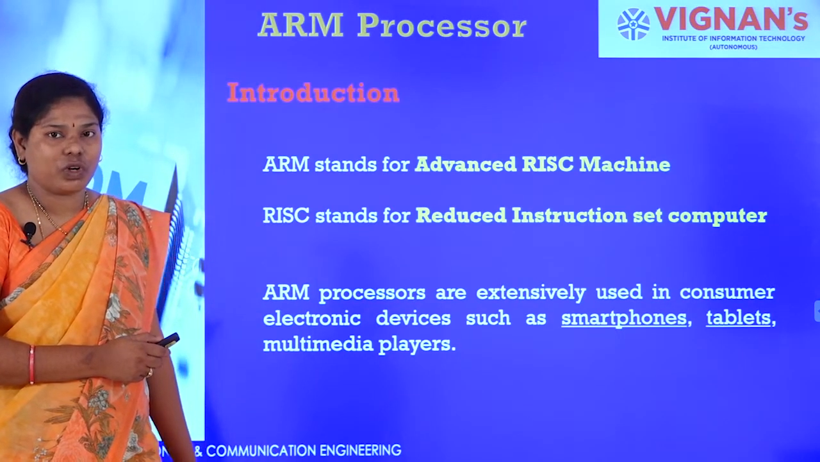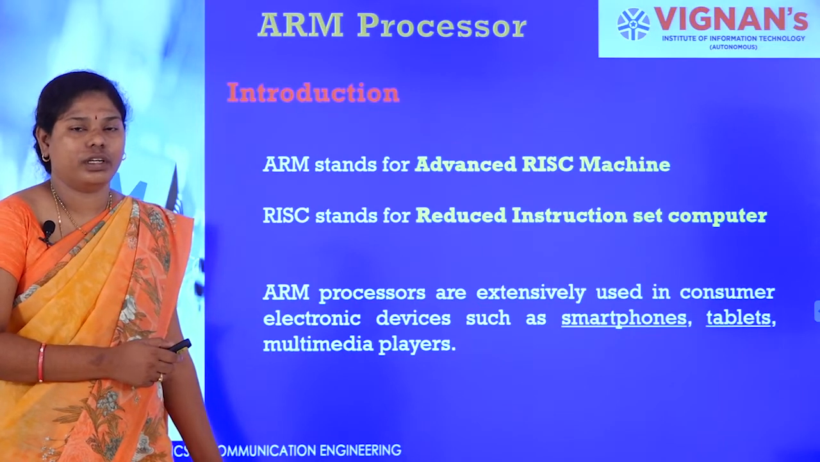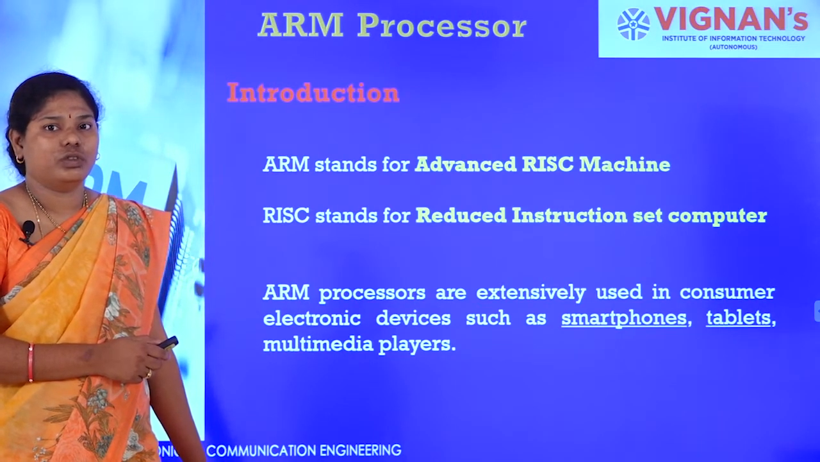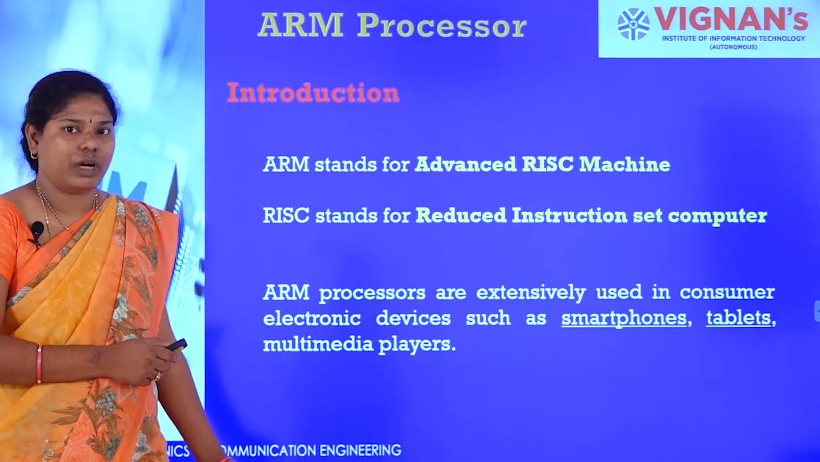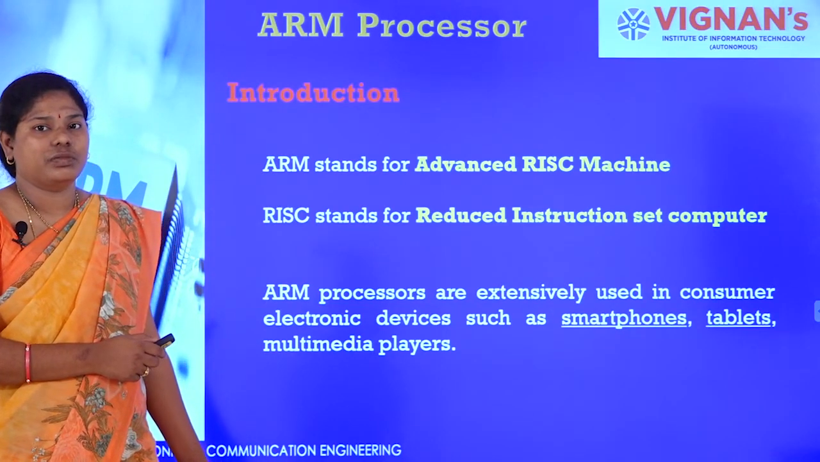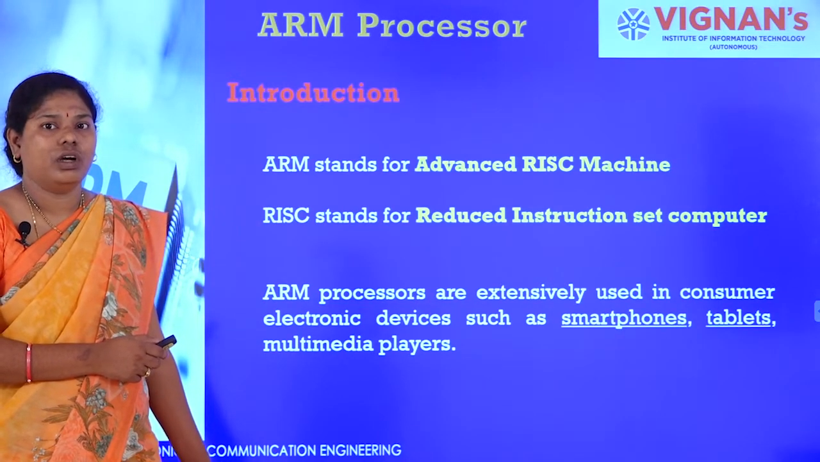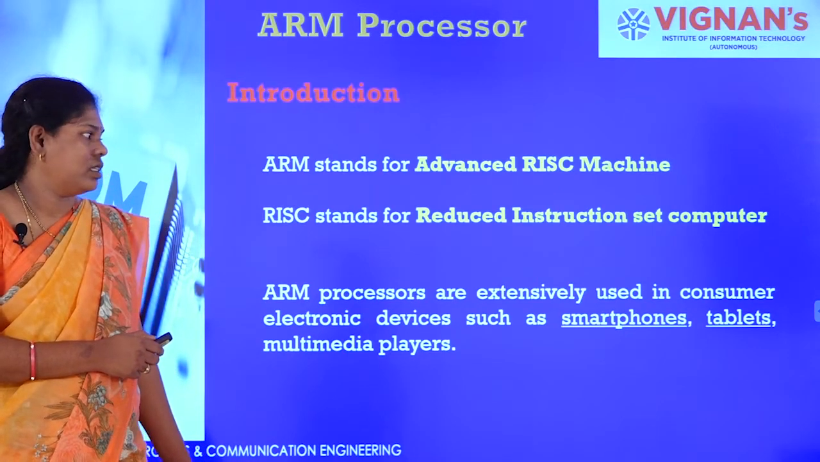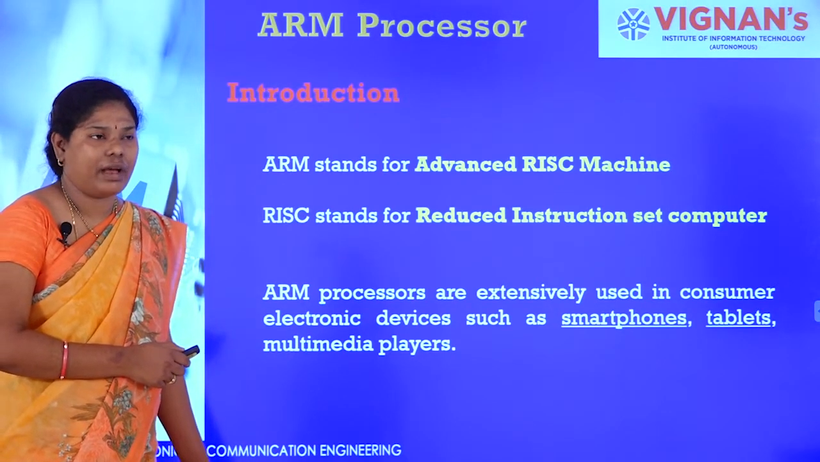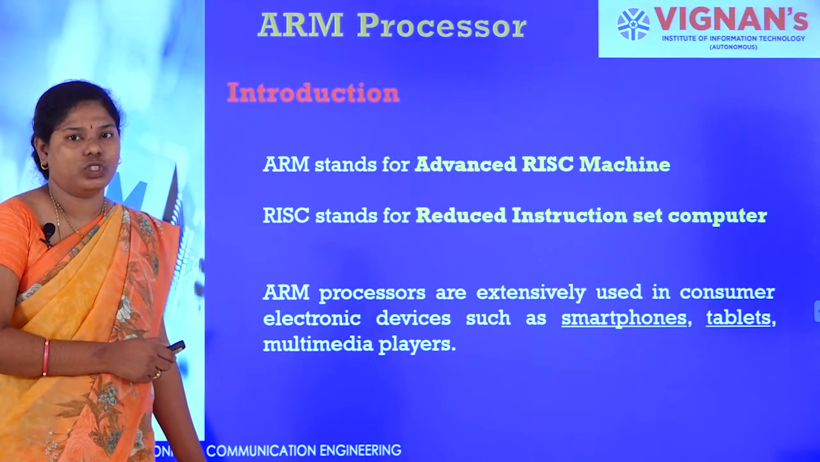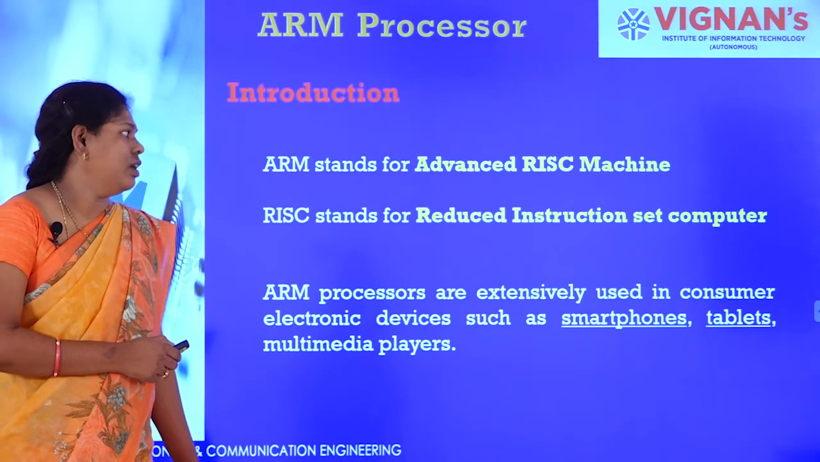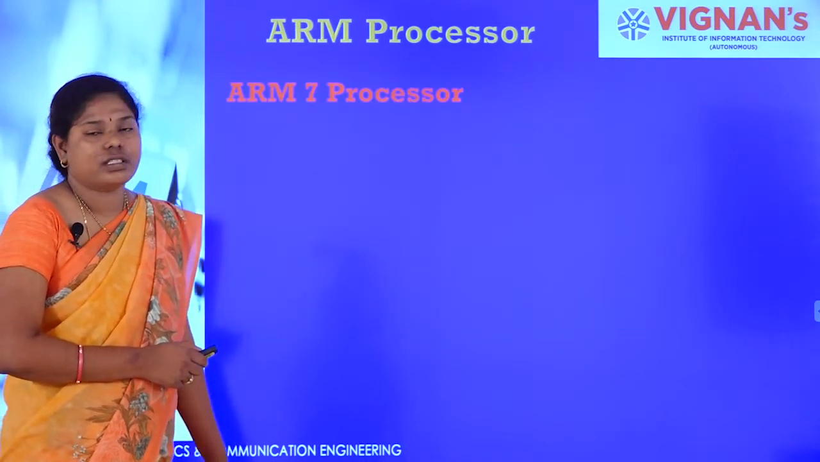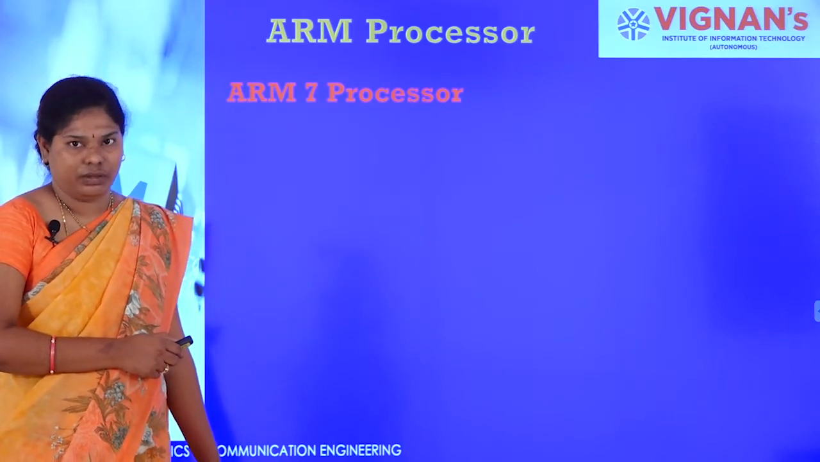Coming to the RISC processor, it is basically an application-oriented processor. Generally we are using it in smartphones, and also in Raspberry Pi project-based processors. Next, it is basically used in tablets and consumer electronic devices. Here we are studying the ARM7 processor.